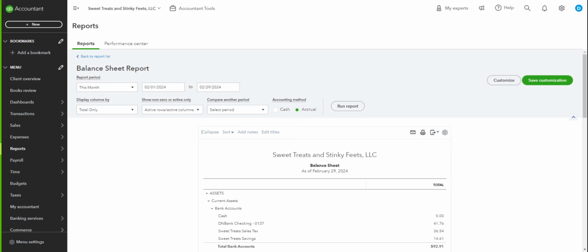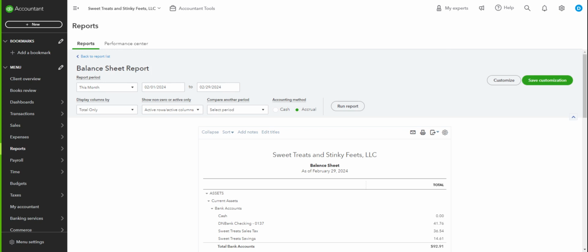Hello, we're going to talk about balance sheets today. Balance sheets are one of our most important financial statements. What it really does is show you what your assets are, what your liabilities are, and what your shareholders' equity is. The key to it is it shows the health of your business.